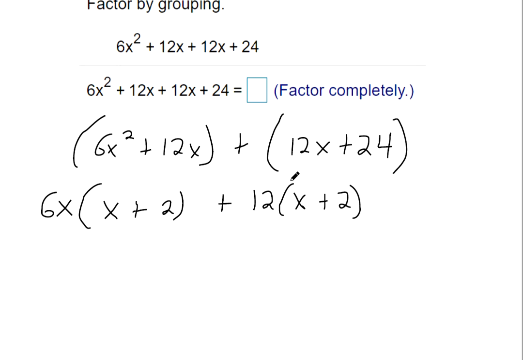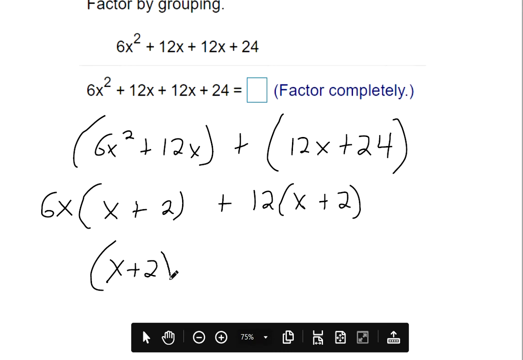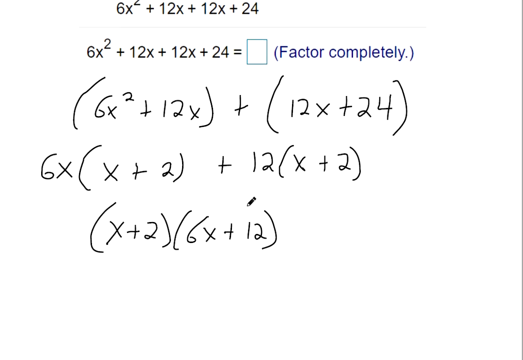And because this is a factoring by grouping problem, these just magically are the same parentheses. So what we do is we write one of the duplicated parentheses, and then we make a new parentheses made up of the stuff on the outside. Okay? They say factor completely though. So there's an extra step we can do here.